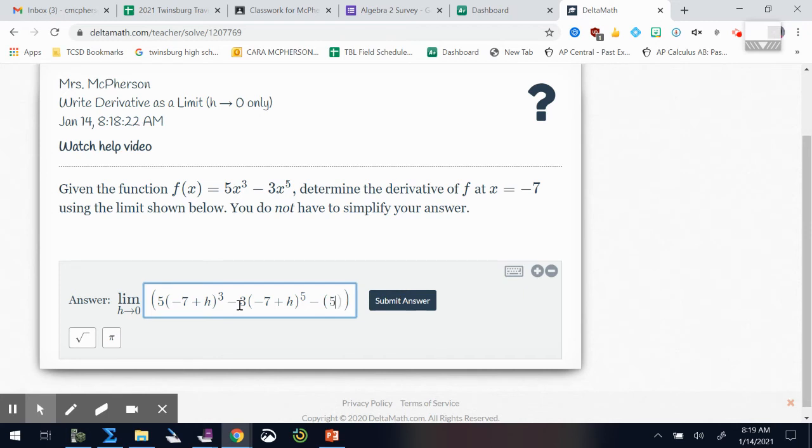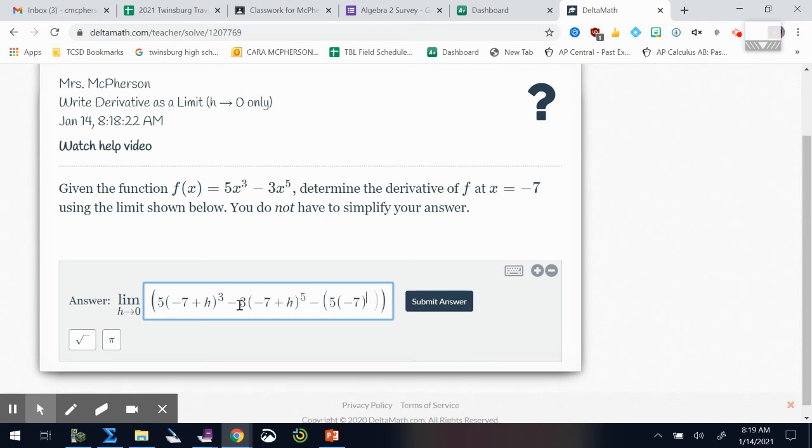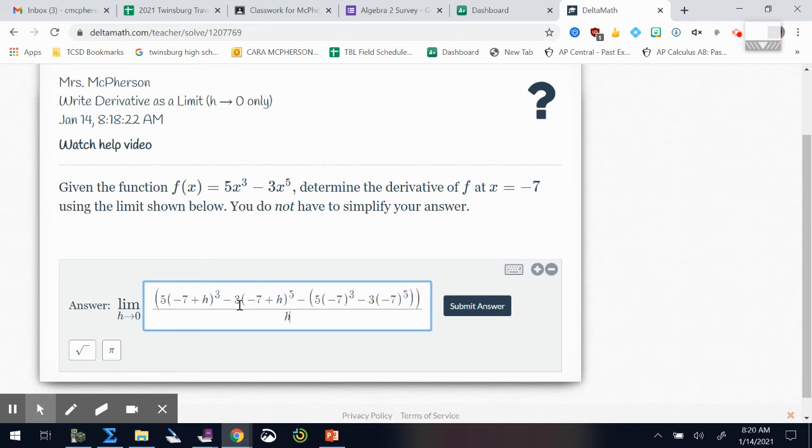So 5, and I'll type in -7 to the 3rd, and then minus 3 times -7 to the 5th. Lots of parentheses going on, and this whole thing is going to be divided by h. Let me make sure I got it all here. So 5 times -7 plus h cubed minus 3 times -7 plus h to the 5th minus this whole quantity, 5 times -7 cubed minus 3 times -7 to the 5th all over h.